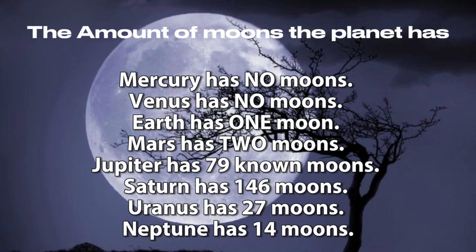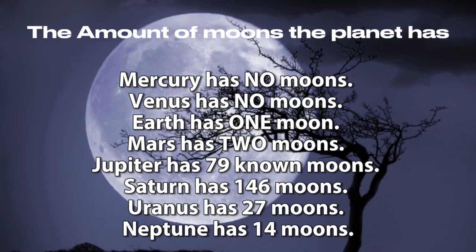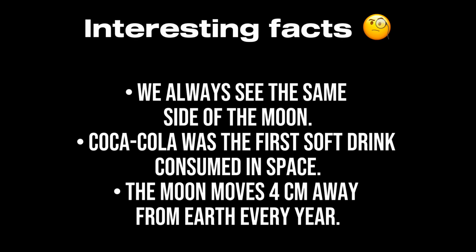The amount of moons the planet has. Mercury has no moons. Venus also has no moons. Earth has one moon. Mars has 2 moons. Jupiter has 79 known moons. Saturn has 146 moons. Uranus has 27 moons. Neptune has 14 moons.